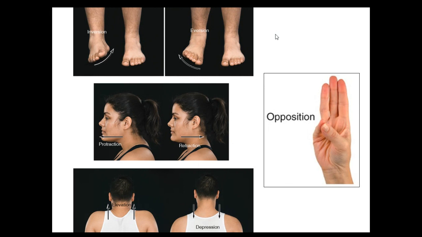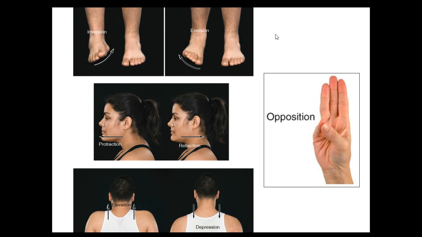Protraction, retraction, that can refer to the head. My whole head forward and backward, or just my jaw. You can use that for the jaw. Move your mandible forward and backwards. Elevation and depression of the shoulders. Raising is elevation, depression is lowering.